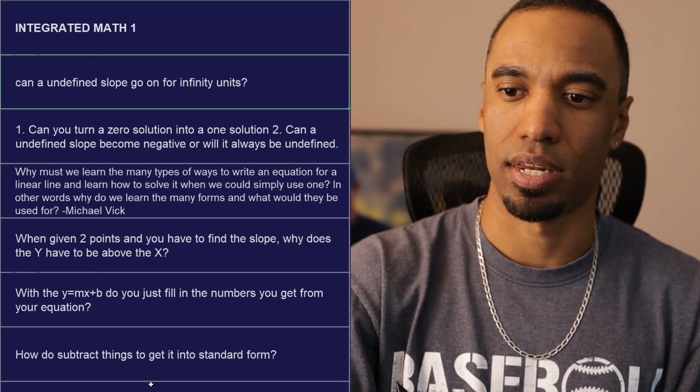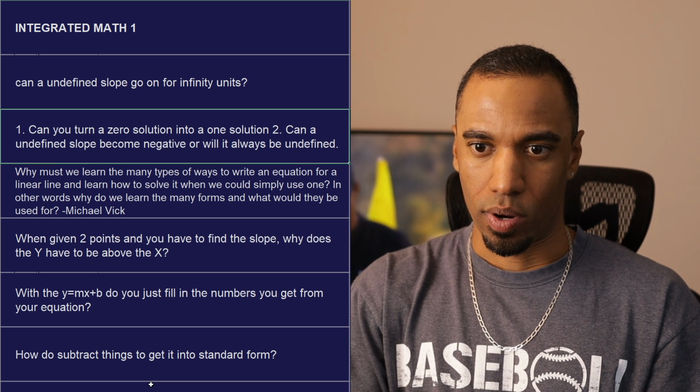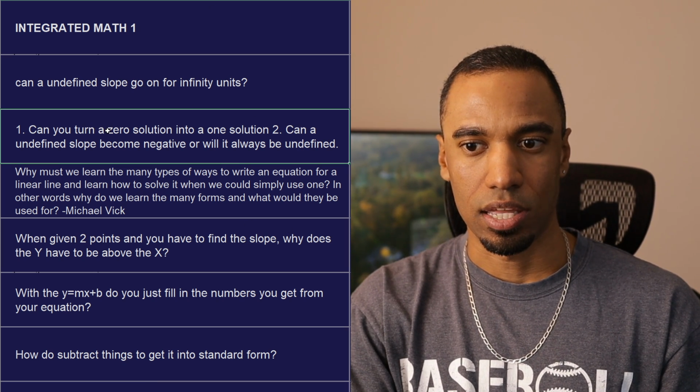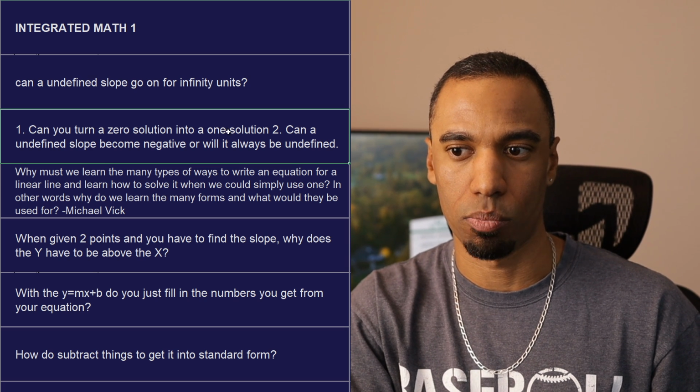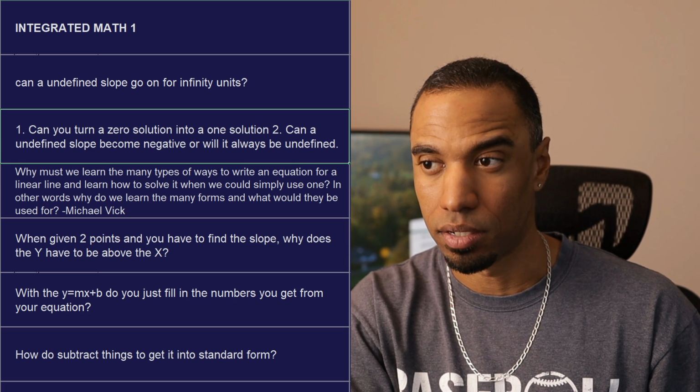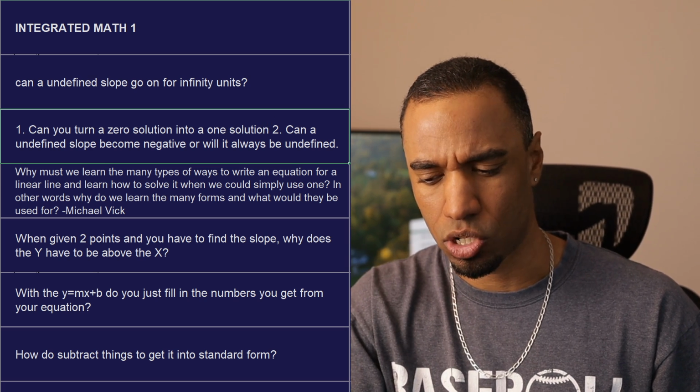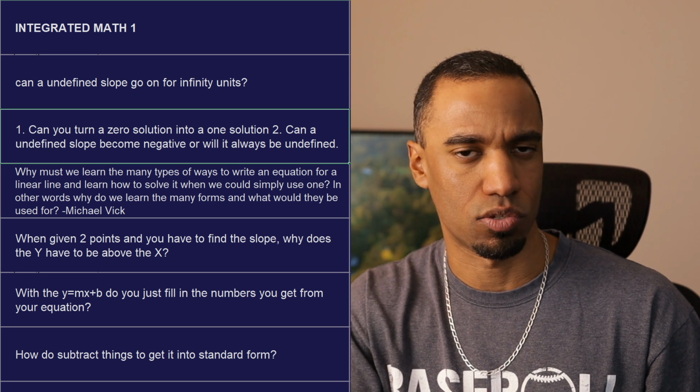Okay, with that question down, let's go to the next one. Number 1: Can you turn a 0 solution into a 1 solution? Number 2: Can an undefined slope become negative, or will it always be undefined? Let me answer number 2 first, because I'm not sure if number 1 is answerable with the context of what we've talked about.